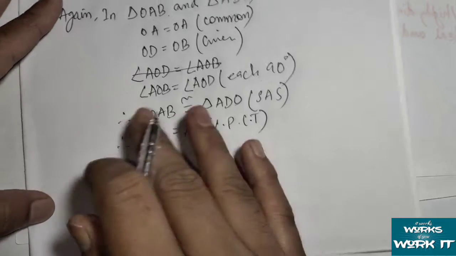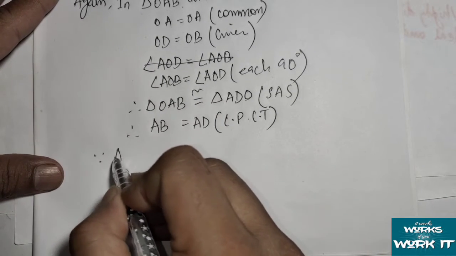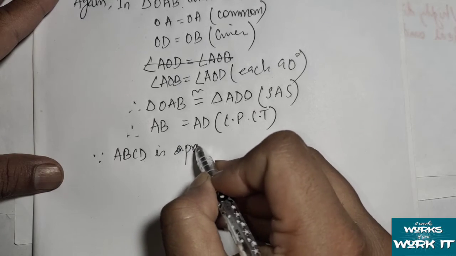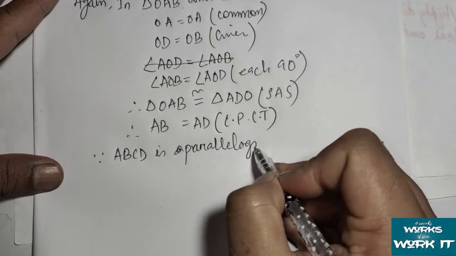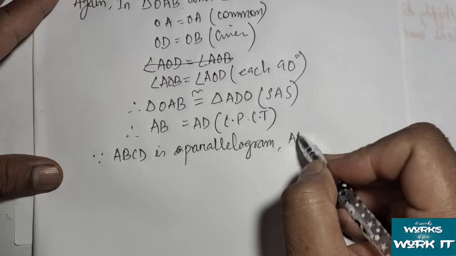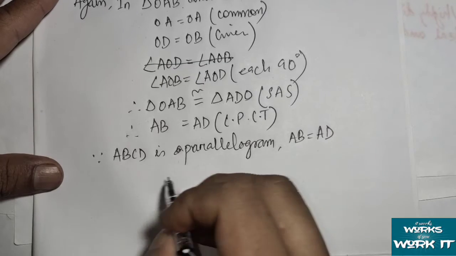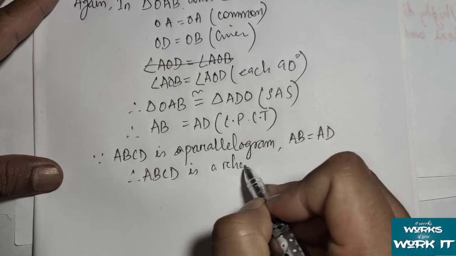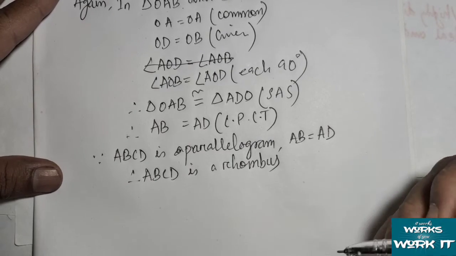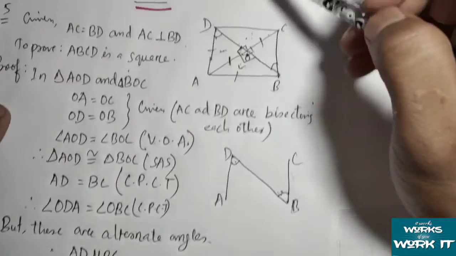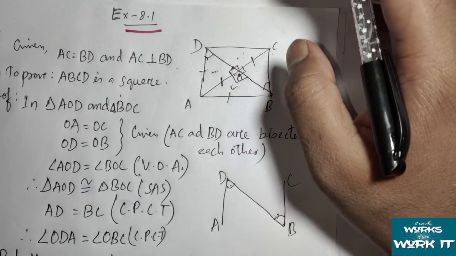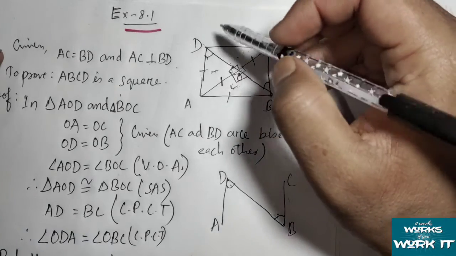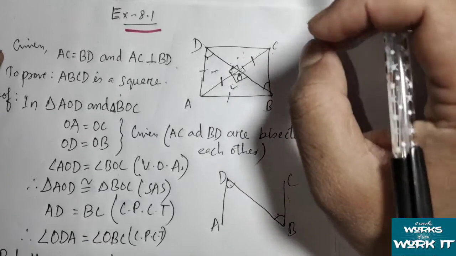Okay, so since we have got earlier that ABCD is a parallelogram, and now we are getting AB is equal to AD, therefore ABCD is a rhombus. Okay, now we are getting all the sides are equal. So now all the sides are equal, that means it is a rhombus, and now we need to show that a corner angle is 90 degrees.